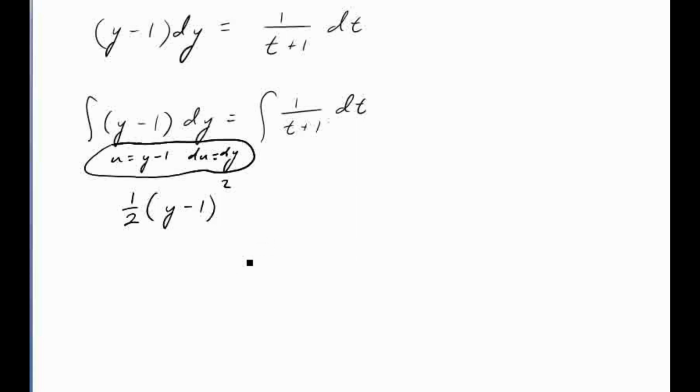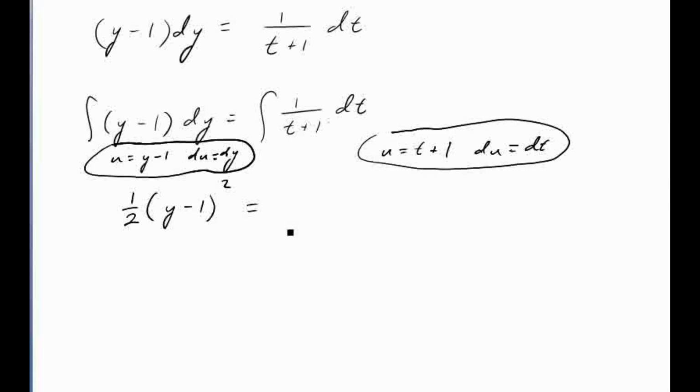Again, this can be done term by term. It just won't be easy to solve for y, whereas what we have here should be easy to solve for y. On this other one, it's a u substitution where u equals t plus 1, meaning du equals dt.